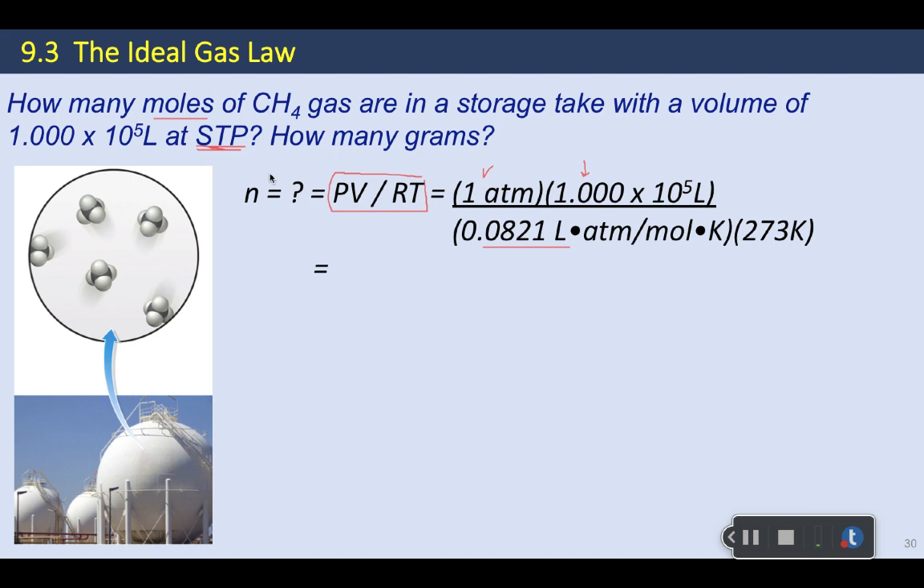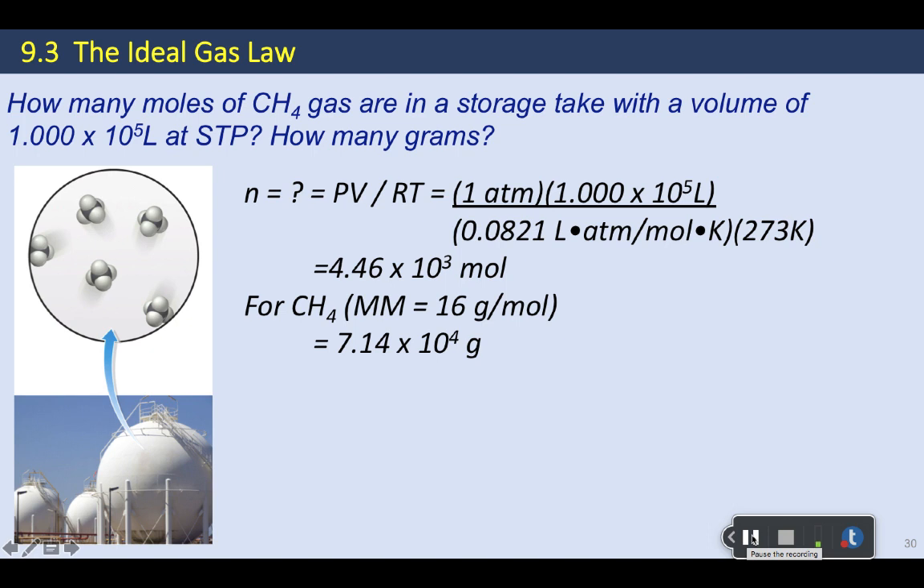If you've done this carefully, the units will make sense. We're looking for moles, right? And our atmospheres will cancel, and liters will cancel. Kelvin cancels because those are both the denominator, and all that you're left with is the unit of interest, which is moles. And now you get your calculator out and give it a shot, see if you can do it.